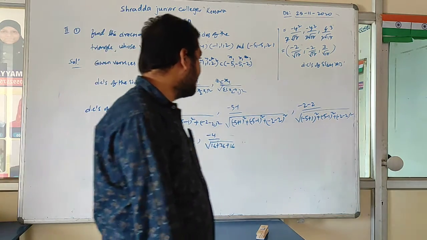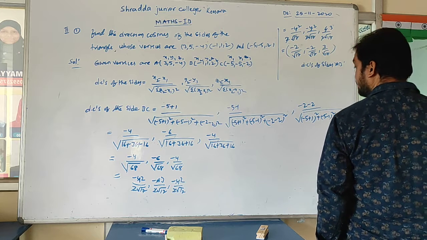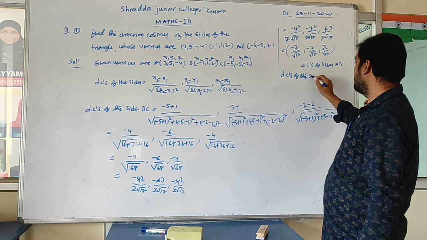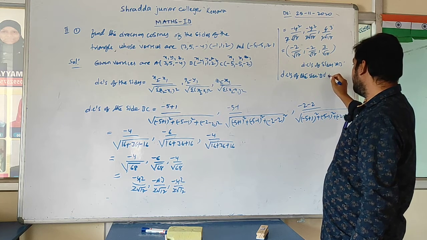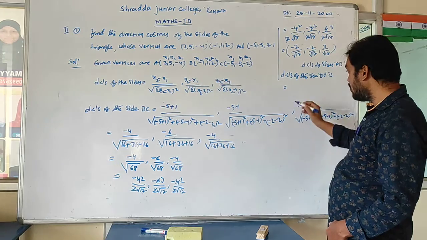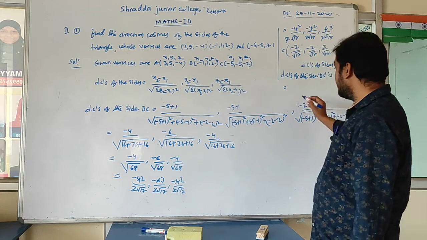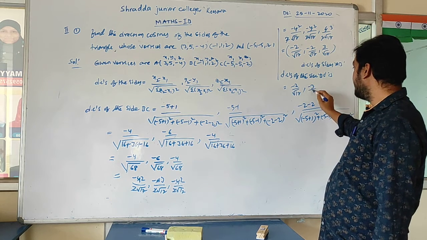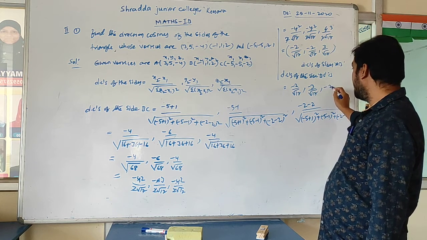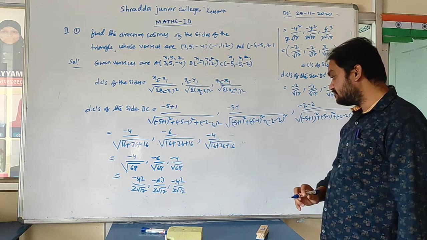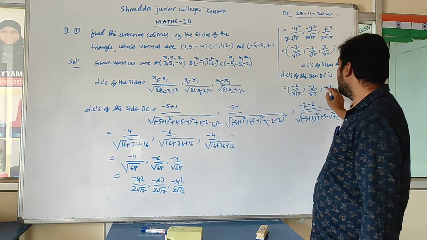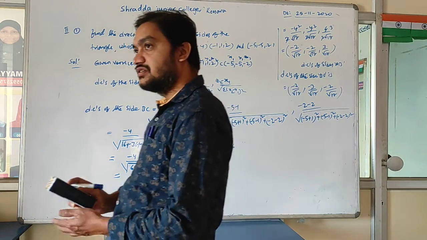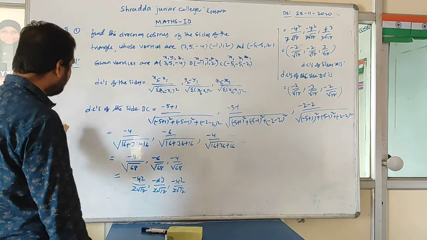So what we are getting here are the direction cosines of the side BC: minus 2 by root 17, minus 3 by root 17, minus 2 by root 17. These are the direction cosines of the side BC. Next we have to find the direction cosines of the side CA.